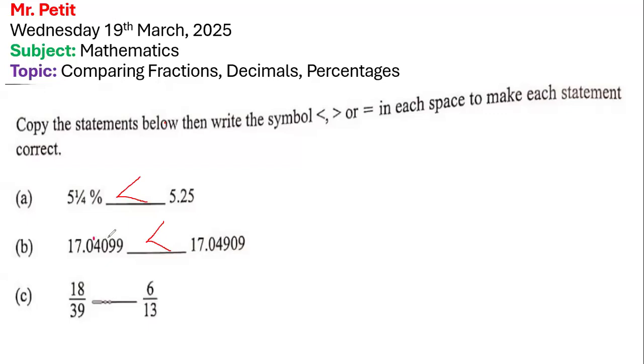That's what I'm saying. I don't understand what you're saying, Miss Morris. Say it again. I'm saying the back number is greater than the front number. Which back number? 17.04909. Anyhow, like I said, I was reading it the other way. I was saying because the back one is bigger, I put greater than.